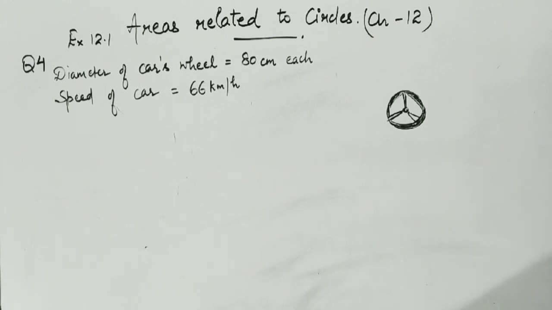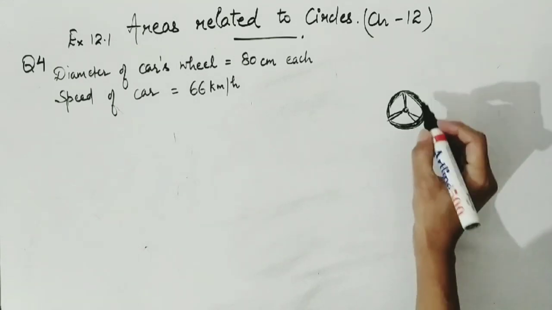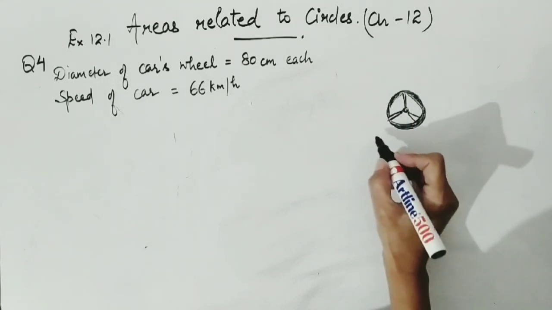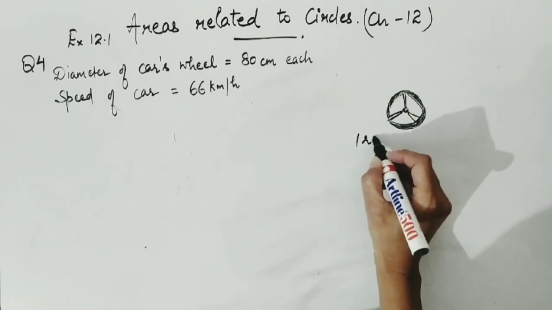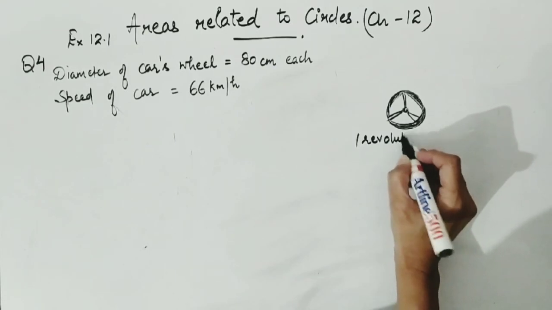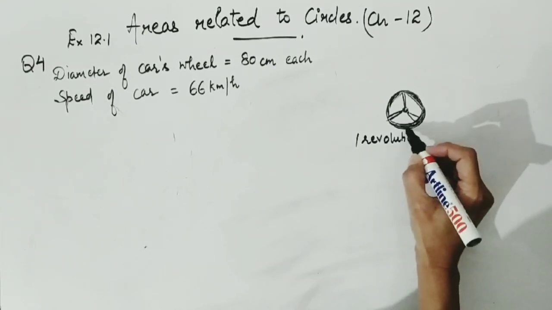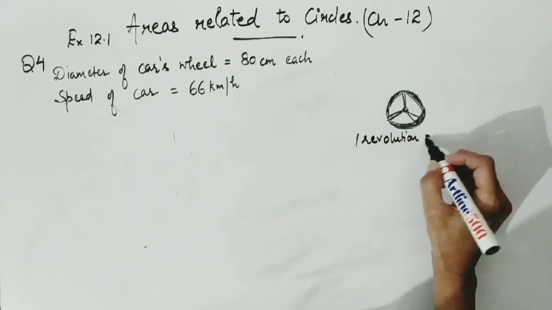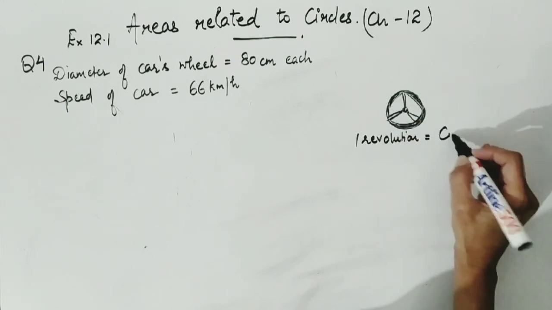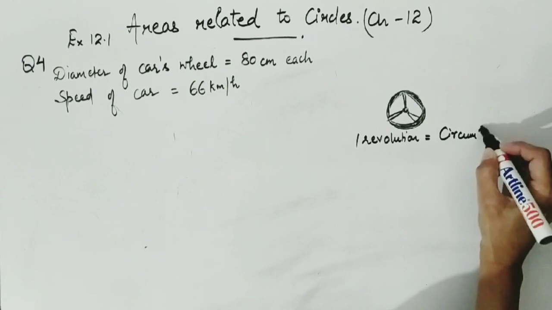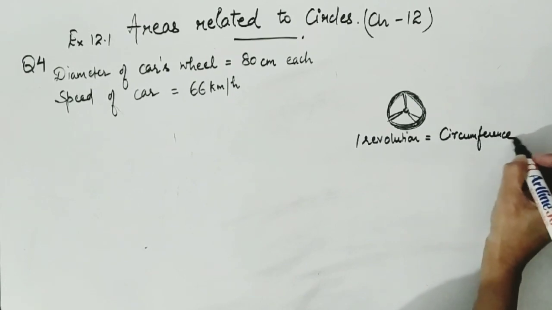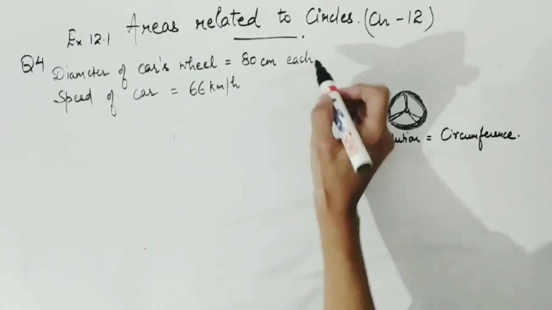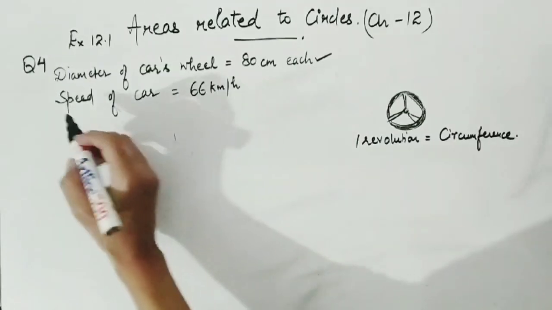And if you remember, the circumference of a circle is equal to 1 revolution. Suppose the wheel completes 1 revolution, that is equal to the circumference. So what should be our first step? Let's find out the circumference of this wheel.